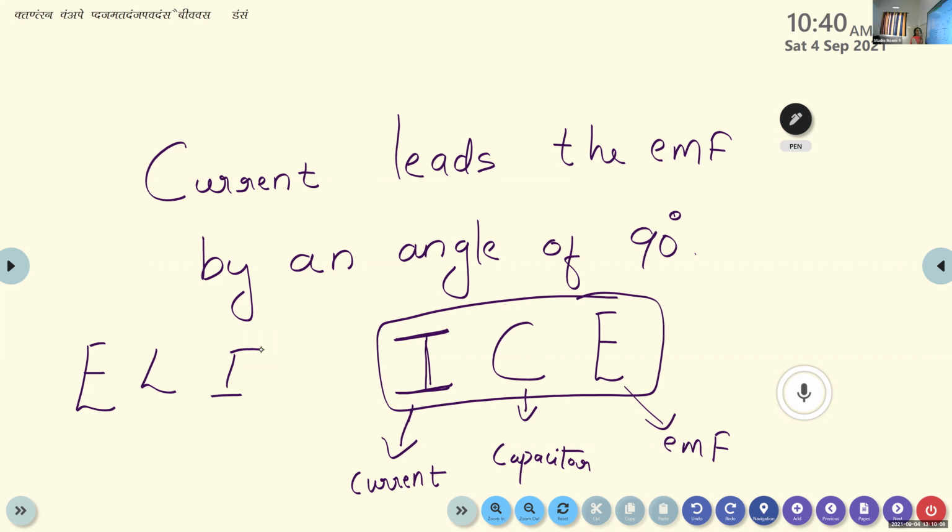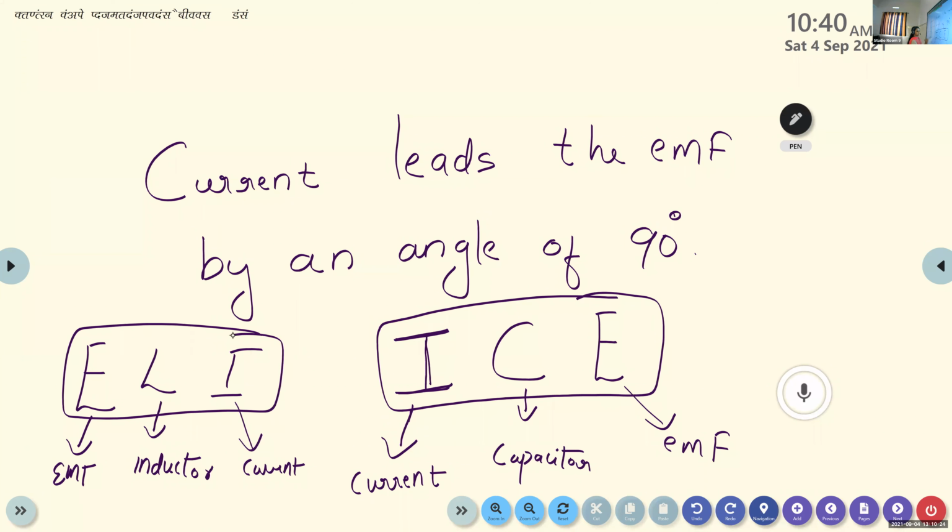Here EMF leads the current by 90 degree. This is the EMF, here we have the inductor, and this is current. In the case of inductor, EMF leads the current. In the case of capacitor, current leads EMF. Just a code to remember.